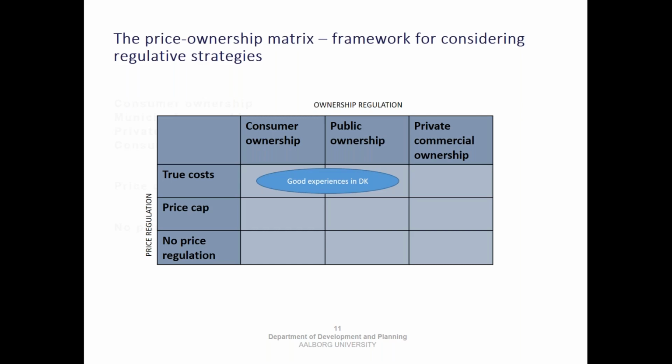And then you can have different types of ownership, and here I outline consumer ownership, public ownership, for example municipality ownership, and of course also the normal market solution, a private commercial ownership. In the Danish context, we have good experiences with combining true cost regulation with consumer ownership and public ownership. The majority of companies in Denmark is owned by consumers, and then in the larger cities, they are owned by municipalities. And then there have been a few cases of private commercial ownership, which has proven not to function very well together with the true cost price regulation. So an important point here is that when we consider price regulation, you always need to consider it together with ownership regulation.